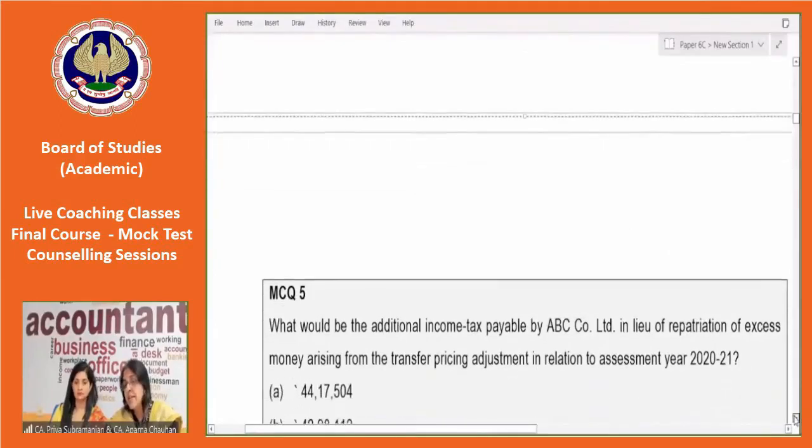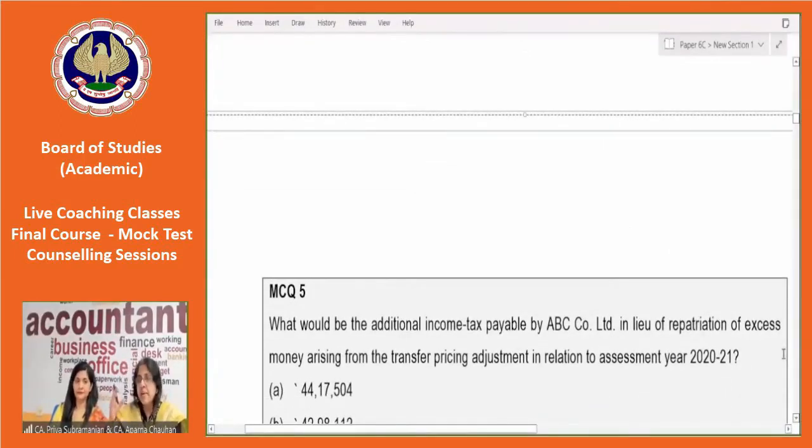This repatriation can be done by the associated enterprise in Canada, or any other associated enterprise in the same group country. But suppose it was decided not to repatriate the money. Does it have any other alternative in order to avoid all this interest computation? Yes. There is an option provided in 92CE, which is the secondary adjustment case, that you can pay additional income tax. ABC Company Limited can pay additional income tax, and then it need not make a secondary adjustment, or it need not repatriate the money.